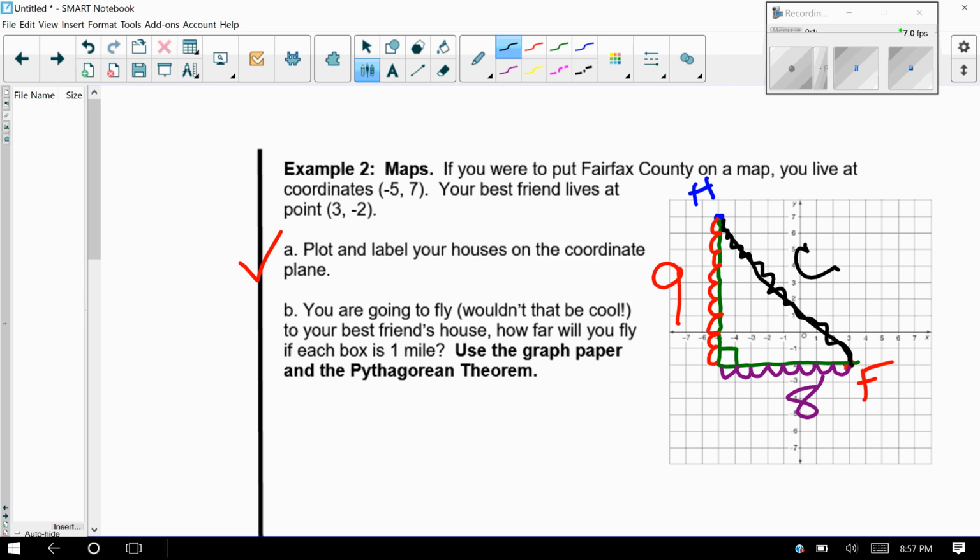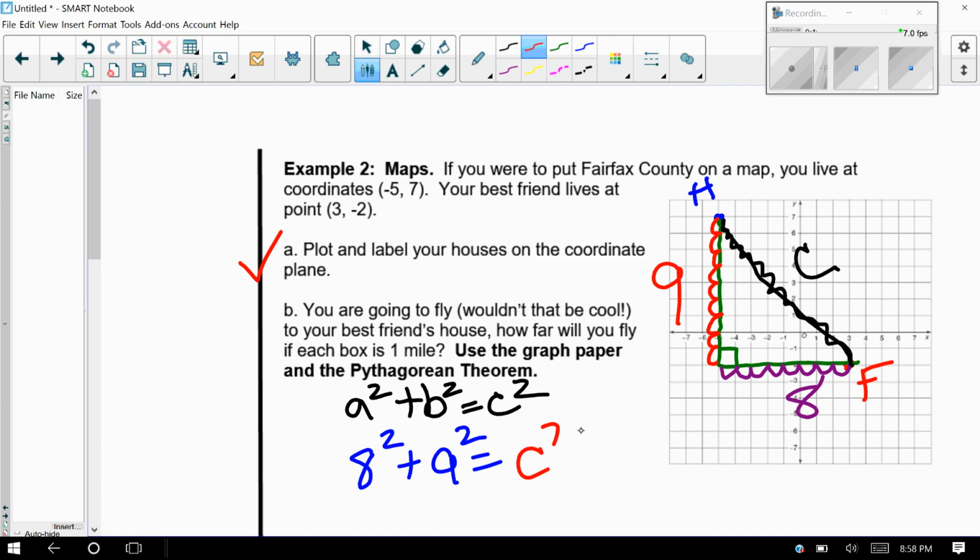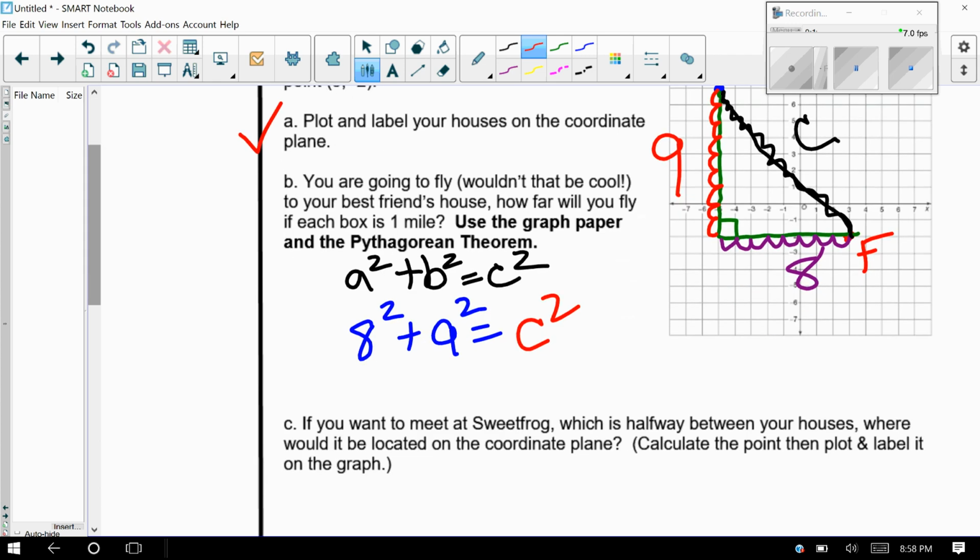So I'm going to write down the formula for you guys again. It's a squared plus b squared equals c squared. It doesn't matter which one you make your a and your b. You can have 9 squared plus 8 squared. I'm going to flip it. I'm going to say, well, this is 8 squared plus 9 squared equals, we don't know what c squared is. That's our question. So that's going to stay c squared. All right, 8 squared, we know is 64.